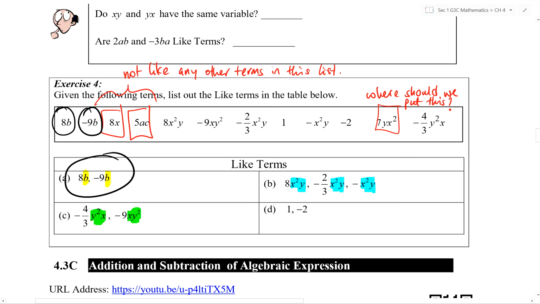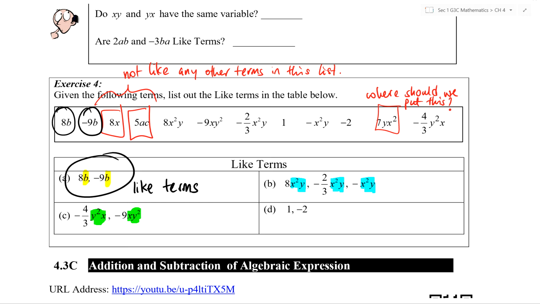They have the same variable. The variable is b. They are known as like terms. These two are like terms. The b's don't cancel each other. We are just grouping them together. We're just grouping like terms, the terms that look like each other. What is the definition of looking like each other? They have the same variables. So of this list of 12 terms, only 2 of them have just b by themselves. So our 8b and -9b, we call them like terms.